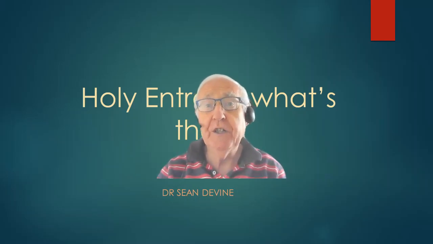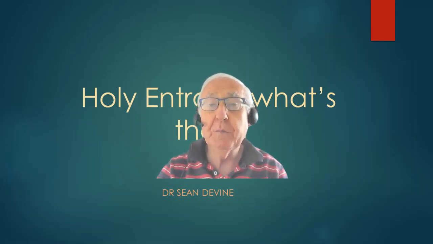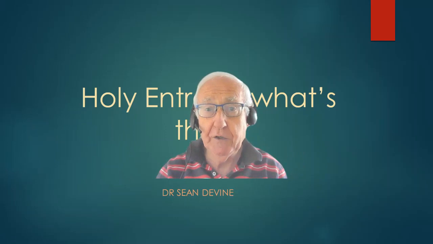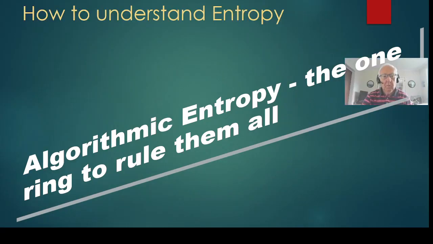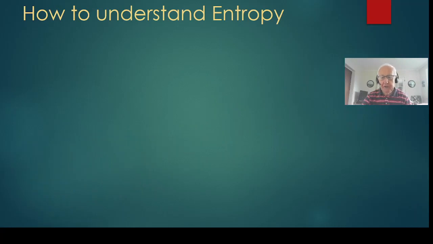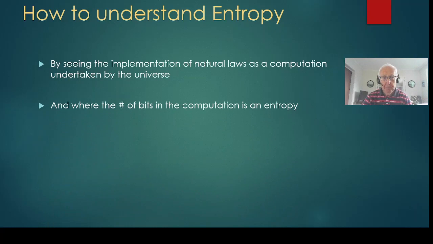In simple terms, the entropy of a natural system is just the number of computational bits specifying the thermal or the momentum states of the system multiplied by a factor close to 10 to the minus 23. So let's start. How to understand entropy? By seeing the implementation of natural laws as a computation undertaken by the universe, and where the number of bits in the computation is a measure of the entropy.